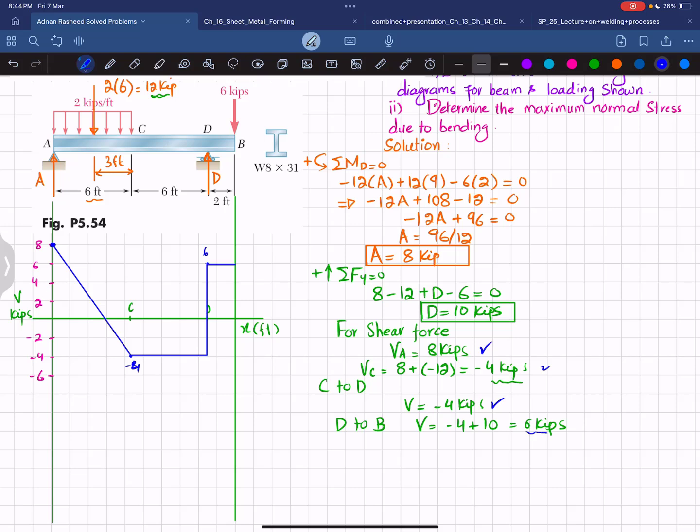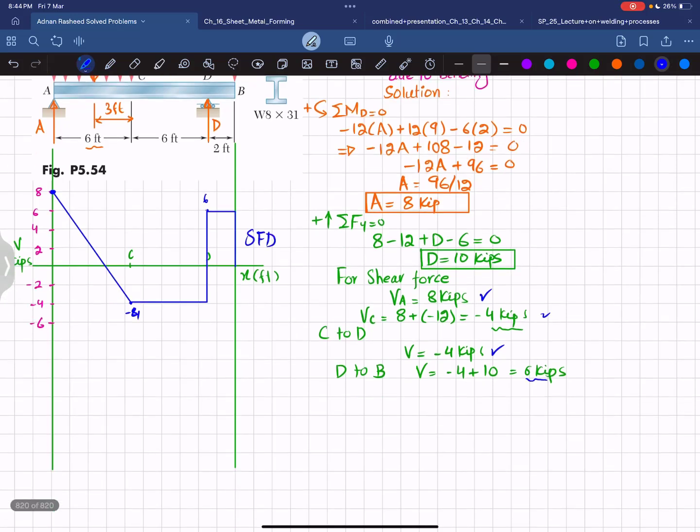So it will remain horizontal. And at the end, you can see at B, we have minus 6, which will bring it to 0. So this is your shear force diagram. Now we will draw the bending moment diagram.